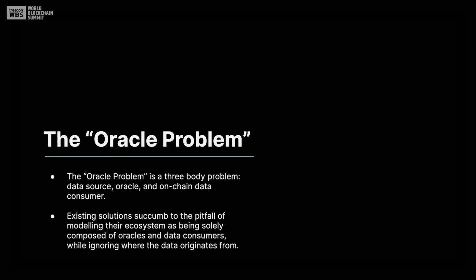However, if you're familiar with the Oracle problem, it's a three-body problem. So you have a data source, an oracle that transmits the data, and you have an on-chain data consumer. So that's a smart contract, a decentralized application. And these existing solutions that exist to solve the Oracle problem, they all model their ecosystem as being solely composed of oracles and data consumers, but they ignore where the data originates from. And this will probably make more sense in my next slide.